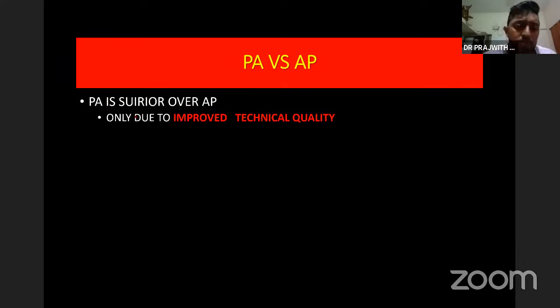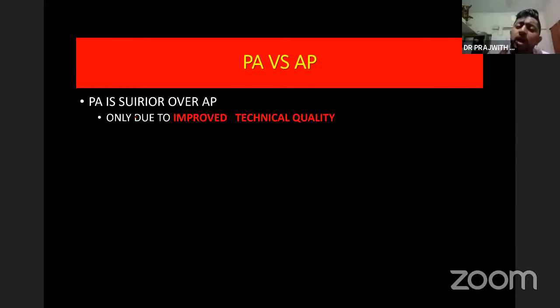The technical quality of any X-ray is what we have to see initially, because if the technical quality is not good, the imaging interpretation also goes bad. So that's why the technical quality of a chest X-ray is very important to understand first. PA is always superior to AP view. As I told you, I always want a PA view because it gives the right size of the heart.